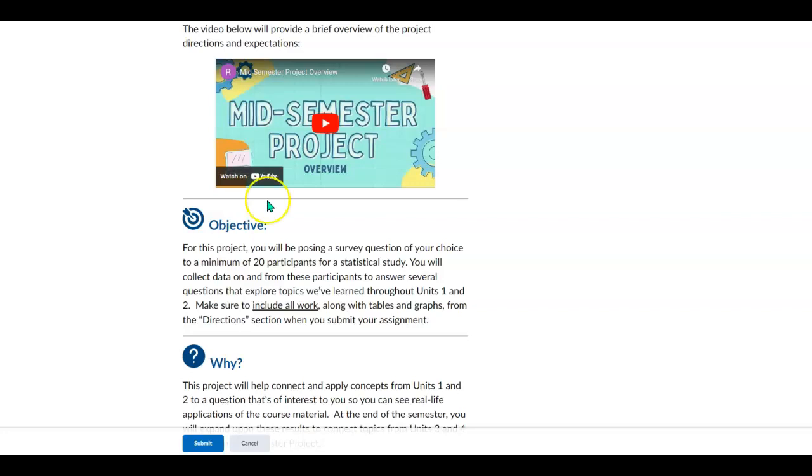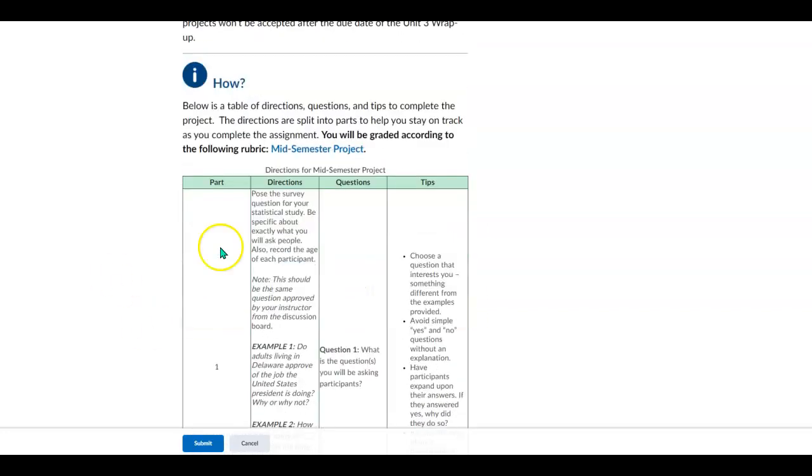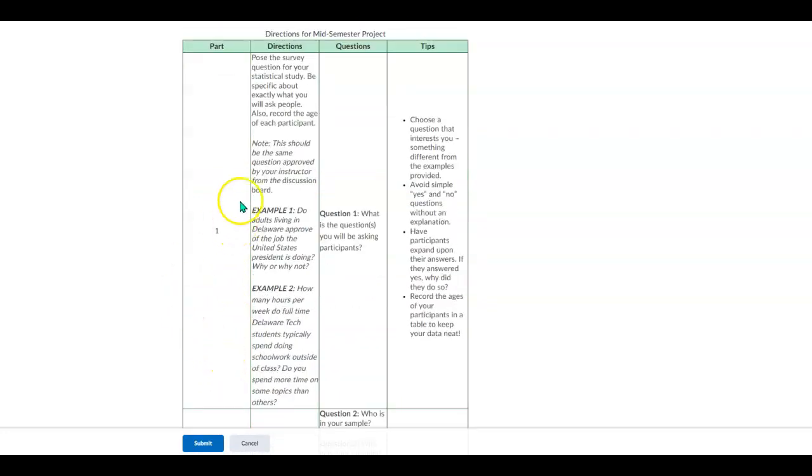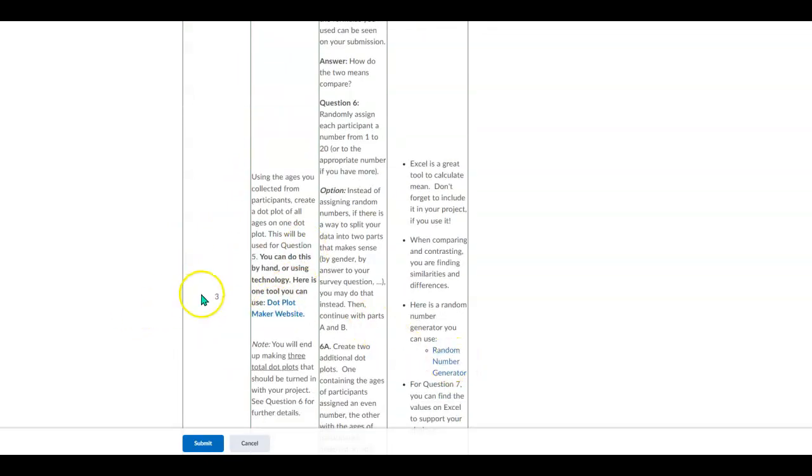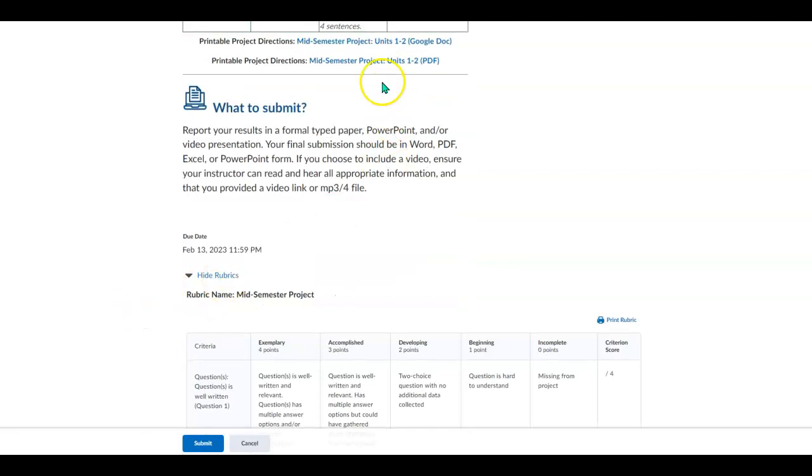So please make sure you are working through this. Again, make sure you get it in on time. It's 45% of your grade, that category, and just go through and chip away at these. There are a bunch of helpful little hints in here, and again, downloadable versions here.